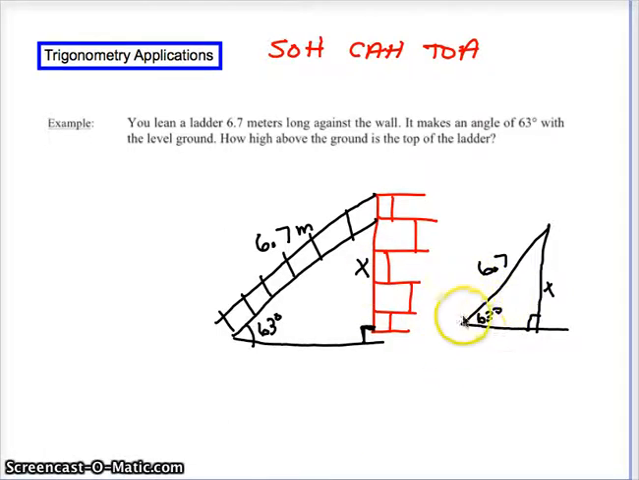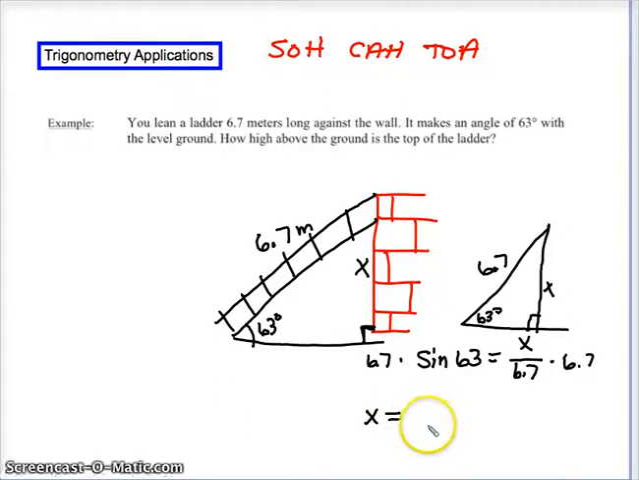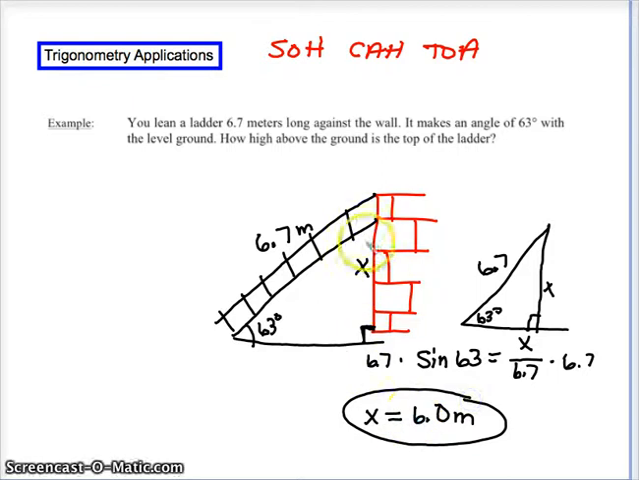From 63 degrees, I've got the opposite and the hypotenuse, so this tells me to do sine of 63 equals the opposite x over the hypotenuse 6.7. To solve for x, we'll multiply both sides by 6.7. Now x equals about 6.0 when rounded, and don't forget that's in meters. So that ladder is resting about 6 meters off the ground.